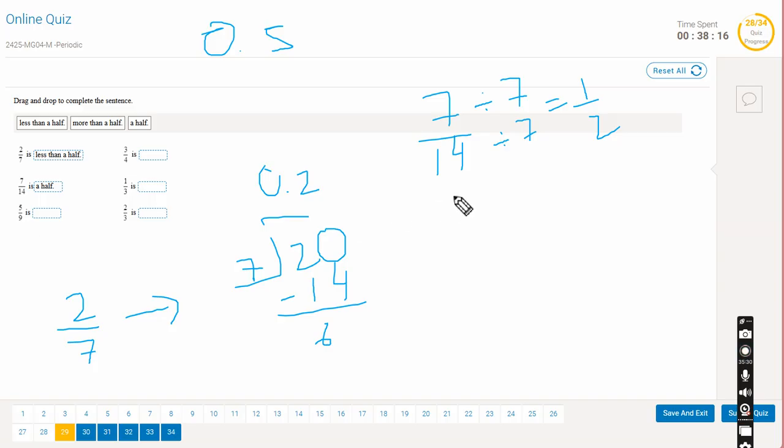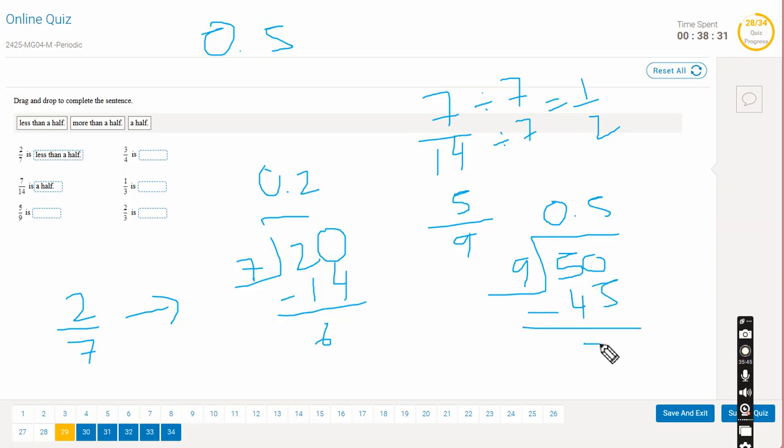5 over 9, so 9 divided by 5, 0 point, again here, 5. So 0.5, and then we have to do it a bit further to understand is it equal to, more than, or less than half. So it'll be 45 here, you subtract, you're getting 5 again.